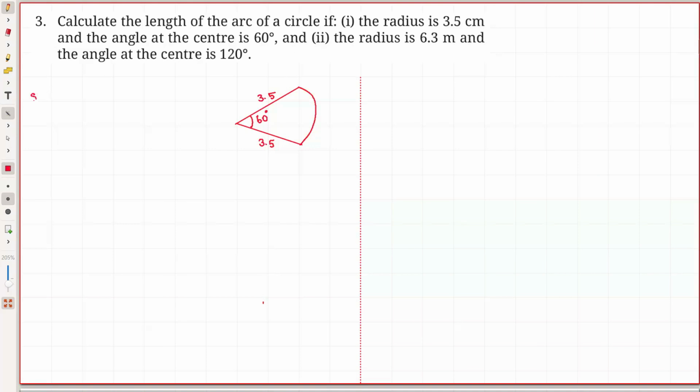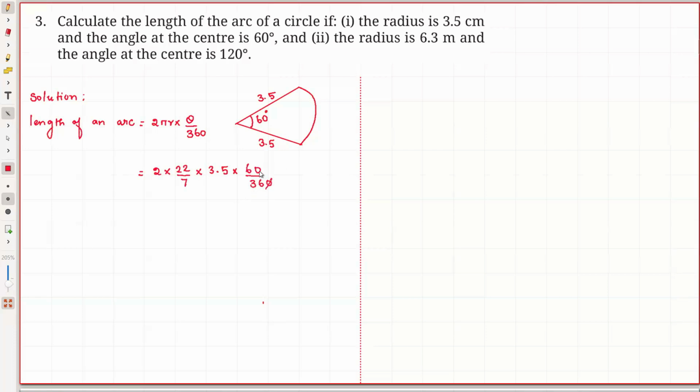The solution: 2 pi r into theta by 360. In 10th standard it is given as theta by 360 into 2 pi r. Whatever it may be, both are correct. So 2 pi r into theta by 360, we can take it as 2 into pi value 22 by 7 into radius 3.5 into theta, which is 60 by 360.